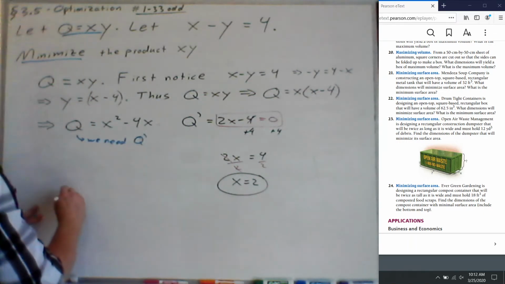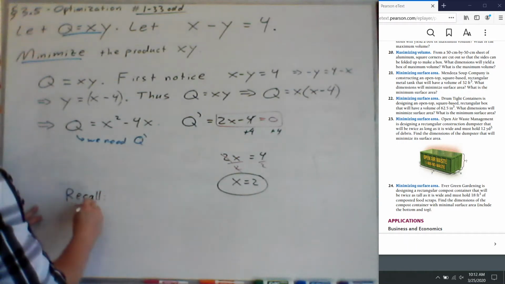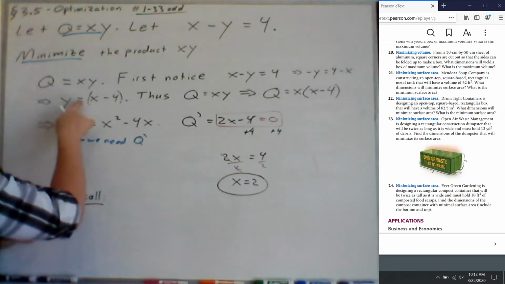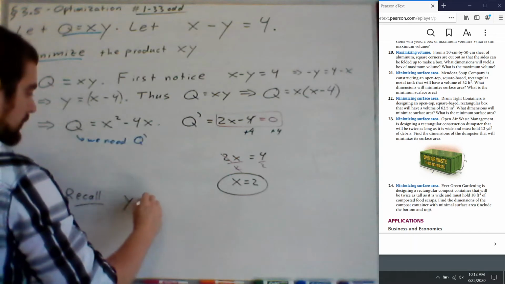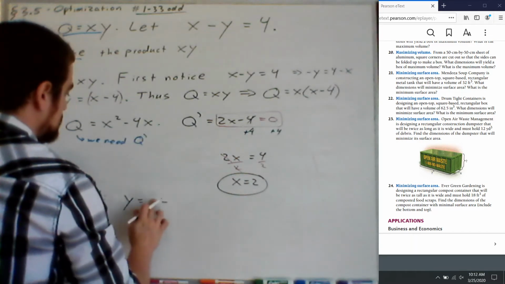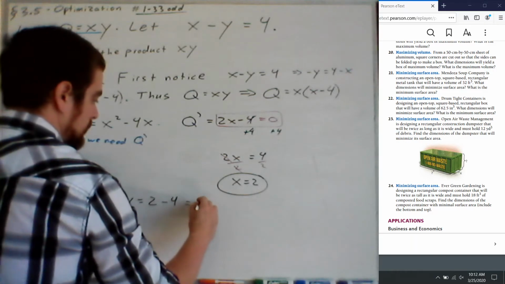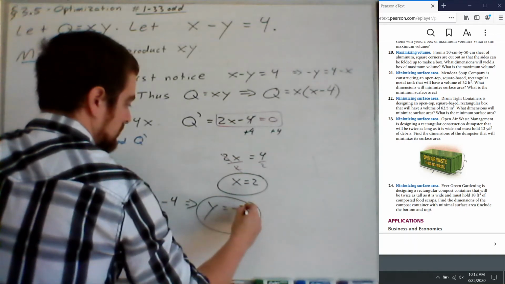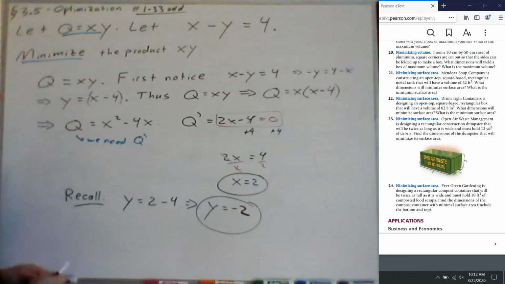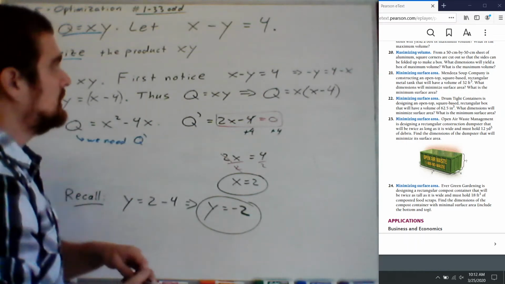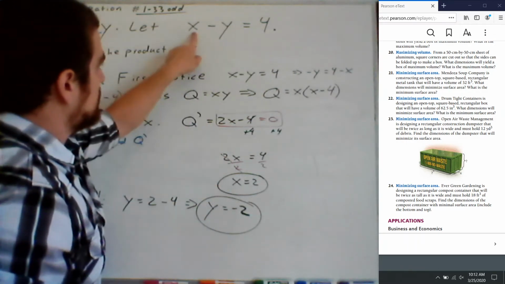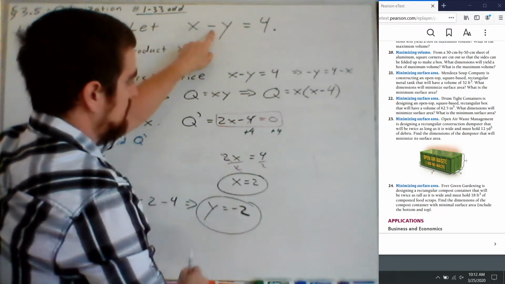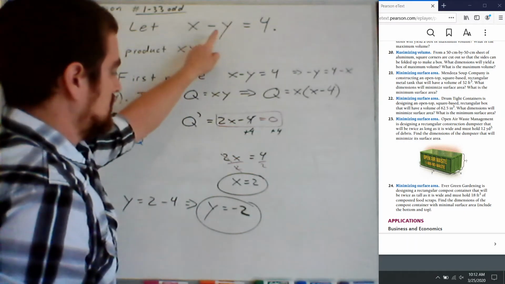Well, again, recall that we already found y is x minus 4. So let's go ahead and reuse that, y equals x minus 4. Well, x was 2, which means y must be negative 2. So those are the two values that will minimize the product, but their difference is still 4. So I've got a positive 2 for x, and then I'm going to subtract a negative 2, which is still a positive 2, which is 4.